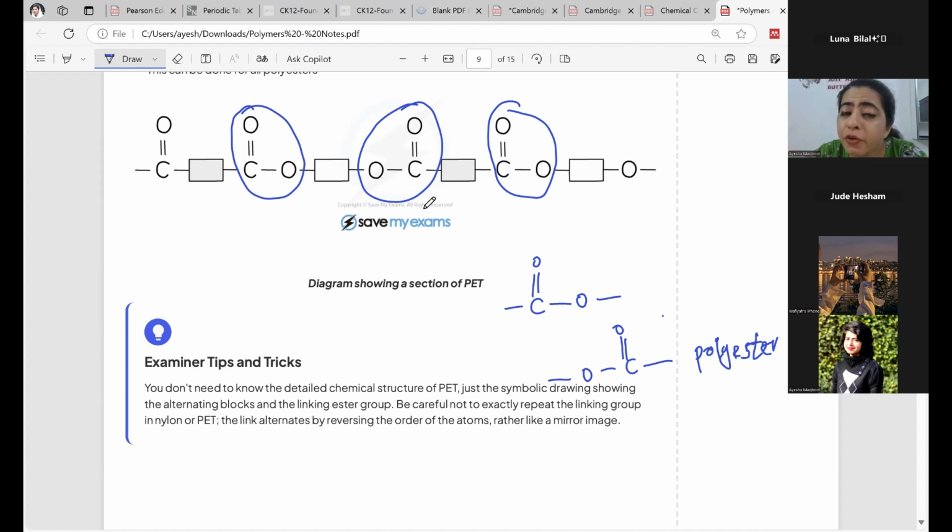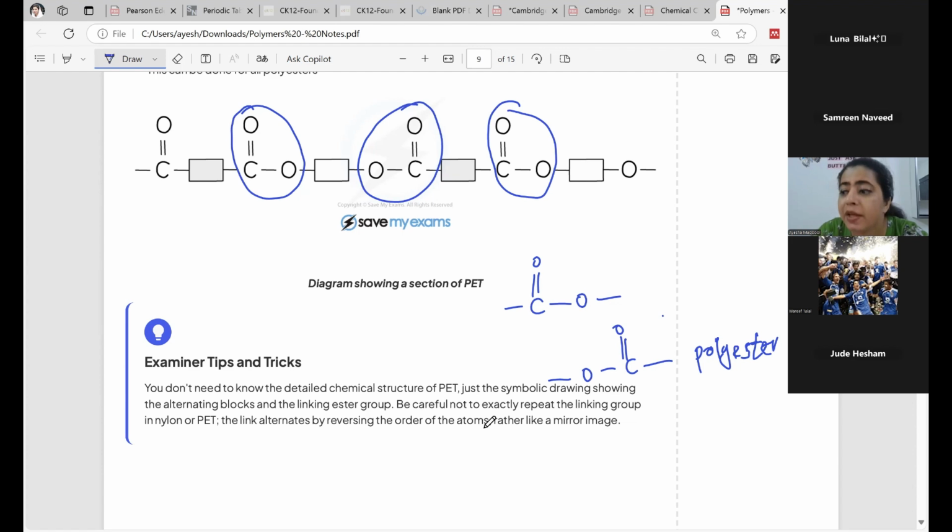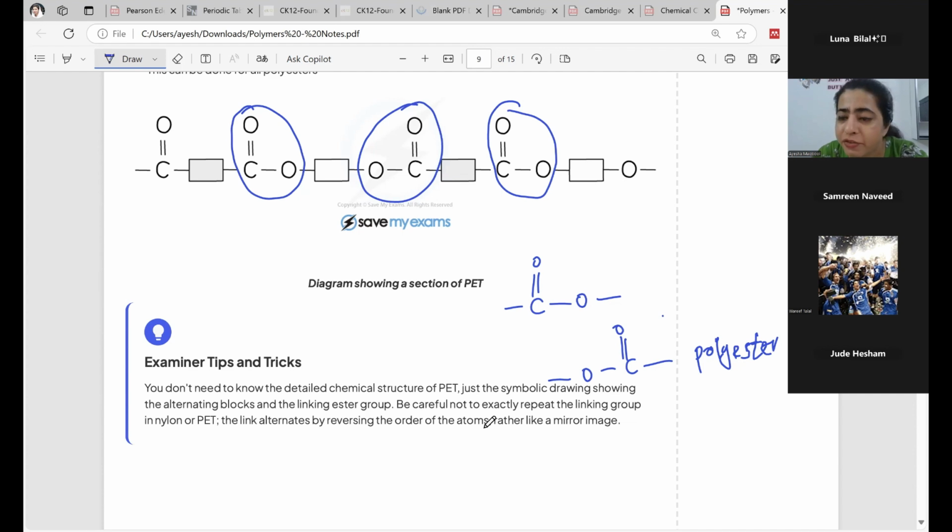If 3 ester groups are there, how many monomers are connected then? Miss, I have a question. Wait. Yes, Samreen. How many monomers are connected to make these 3 esters? 4. 4 monomers are connected. So the number of monomers is going to be one more than the ester or amide groups present. 3 esters means 4 monomers are connected.